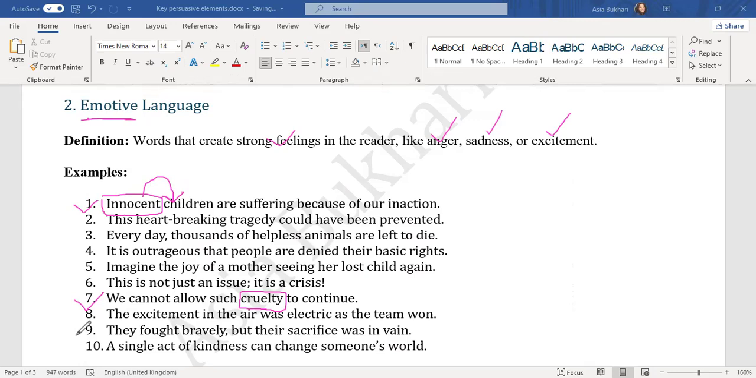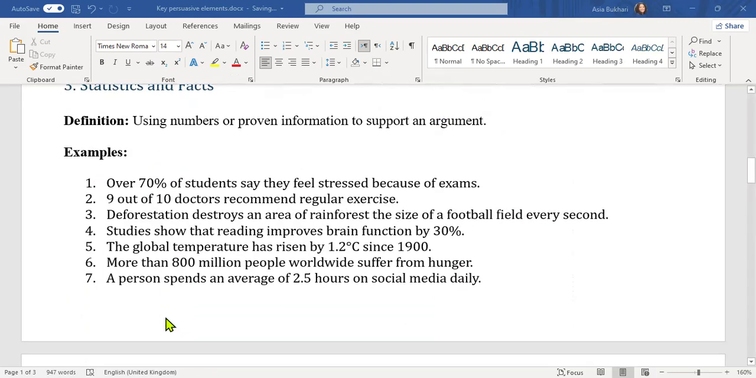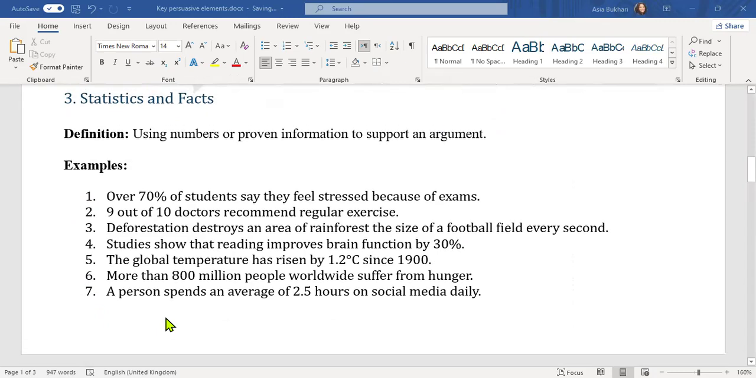Now, look at this other example. A single act of kindness can change someone's world. So you see that the use of single act, you can see the use of world rather than situation is really making this statement effective. So a very careful use of words will definitely bring emotions to our writing, and that is really very important.